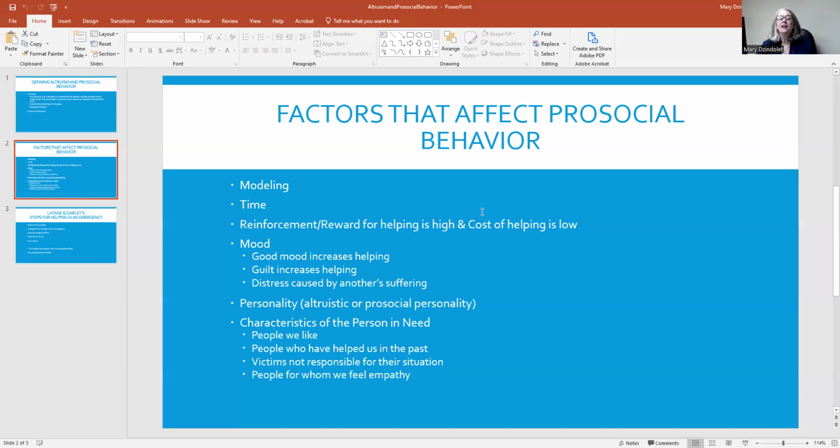So here we go. The first one is no surprise to anyone. Modeling. If you model anything, it tends to increase. If we watch another person help, we are more likely to help. So modeling plays a huge role.